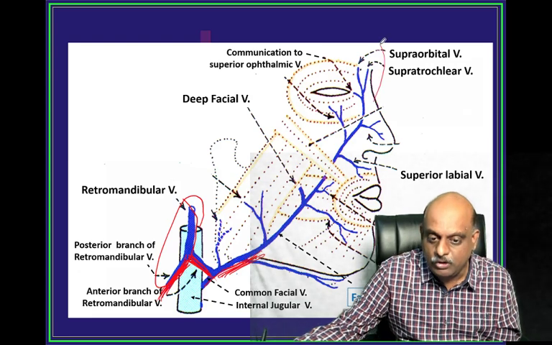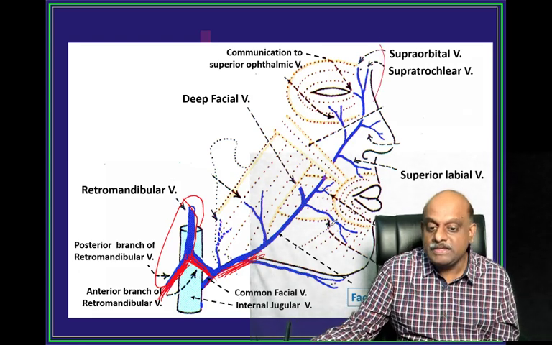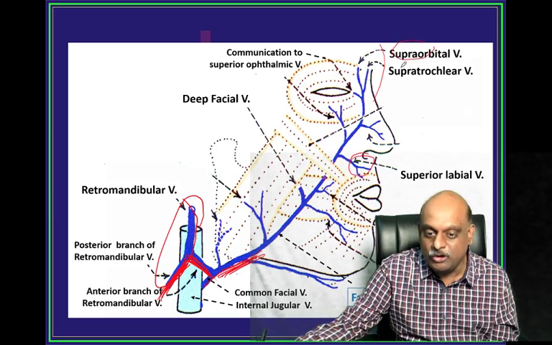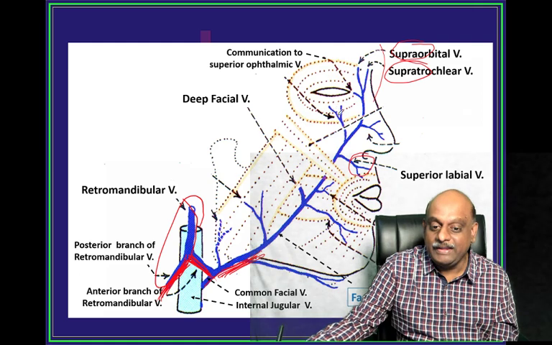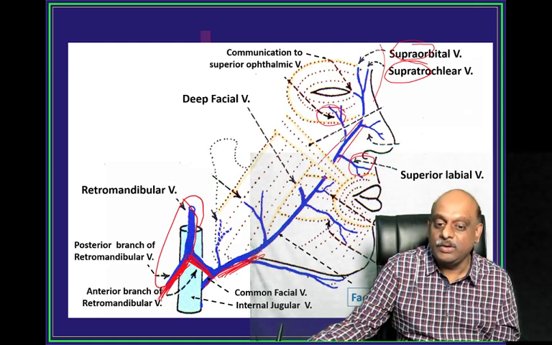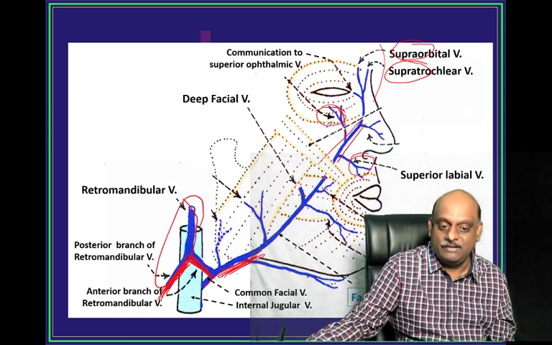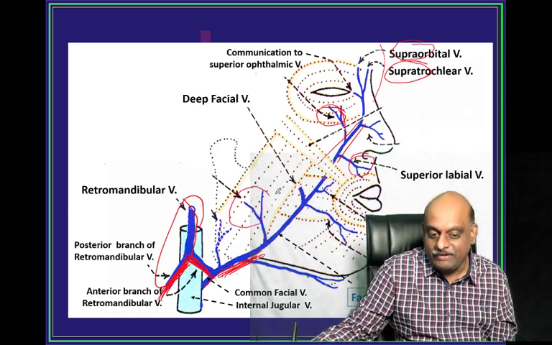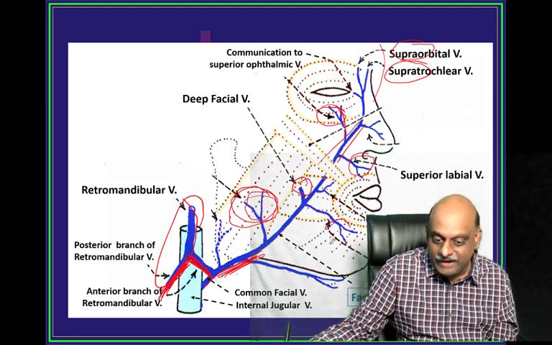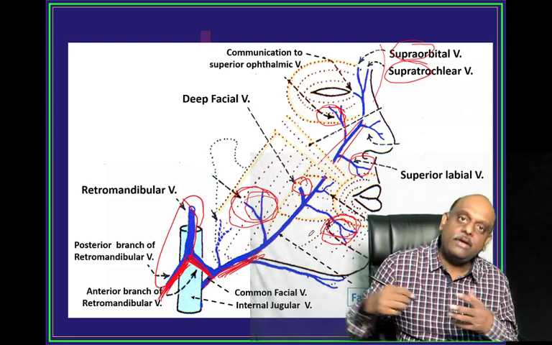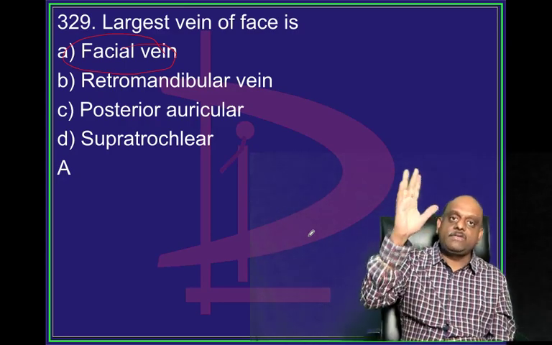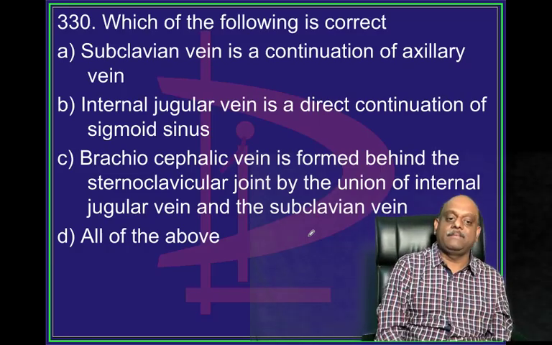Facial vein बहुत लंबा है फेस में, उसमें से निकलेगा आपको superior labial vein, then supraorbital, supratrochlear vein, and there's a communication from the facial vein to the superior ophthalmic vein, and then you are having a deep facial vein, inferior labial vein. So they're all draining into the facial vein. That is the reason you need to remember largest vein of the face hota hai facial vein.